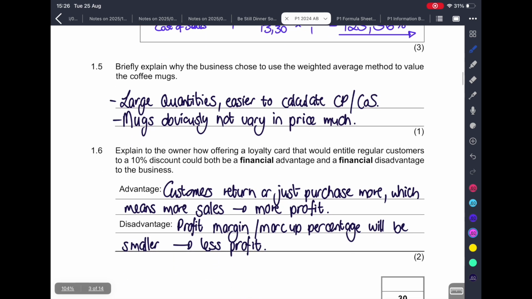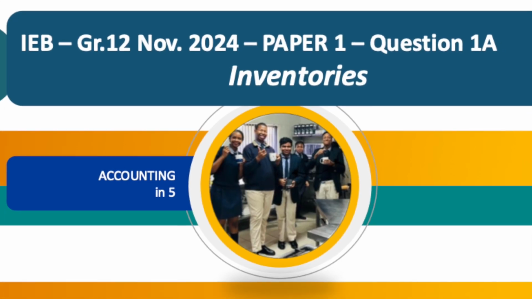If they ever put something in bold, like they did here, financial and financial, make sure your answer is a financial advantage. So you can't just say they're giving them 10% discount, so you're going to have more customers and more regular returns. And no. You have to talk about money. You're going to have to say you're going to make more profit because your customers are going to come back and they're going to buy more. Disadvantage financial. You're going to have to say you're going to make less profit because your margin is going to go down. So make sure you comment on what they say in bold.